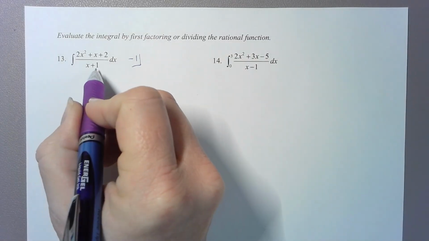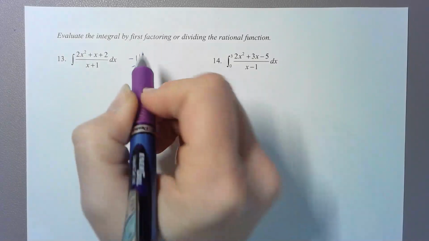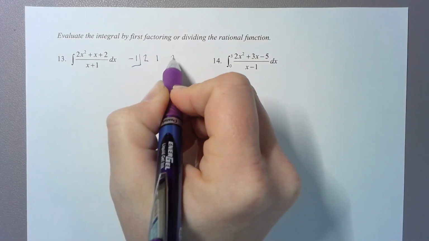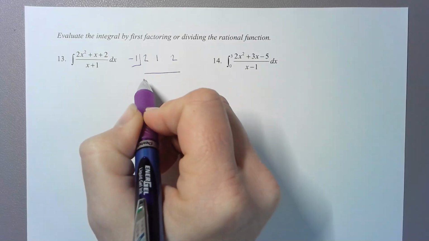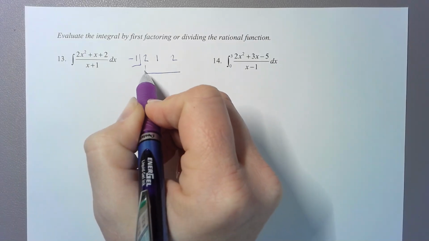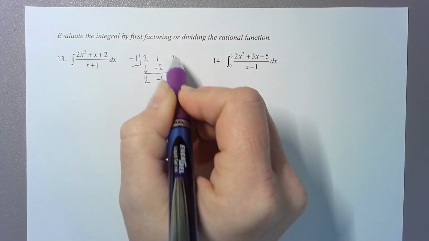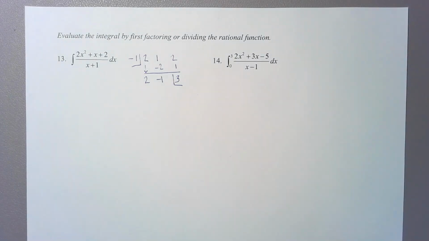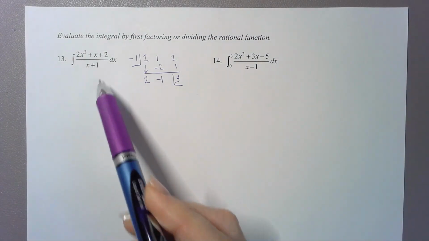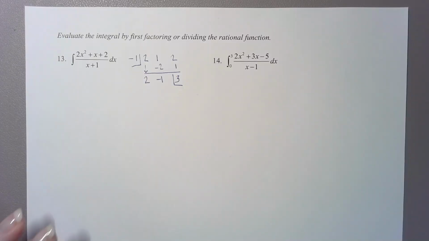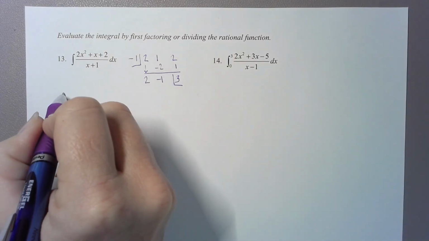If I'm dividing by x plus 1, I'm going to put the negative 1 in the box. So I have a 2x squared, a 1x, and a 2 going across the top. I'm going to drop the 2 all the way down, and I'm going to multiply, and add, and multiply, and add. And that remainder of 3 is what tells me that that wouldn't have factored anyways. So that's okay. I saw it anyways. We did not take the antiderivative.